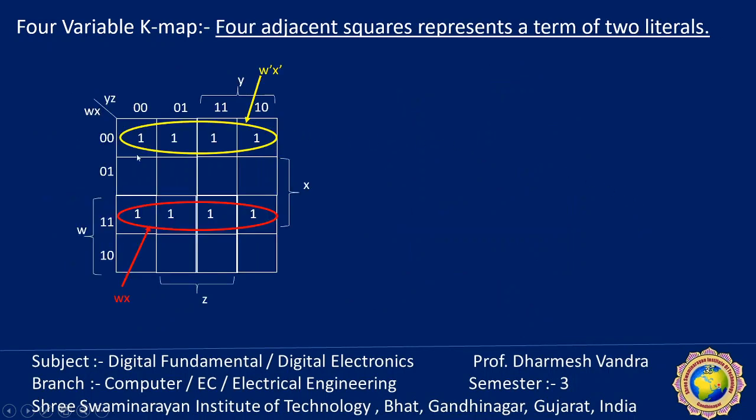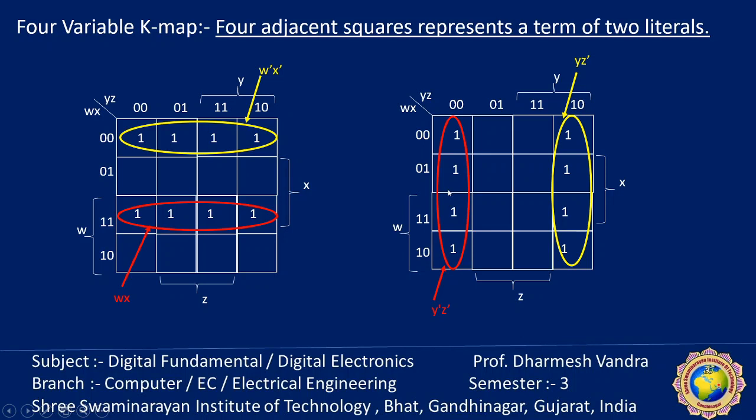Now let's see how the four adjacent squares are possible. So see here, if all are 1, then four adjacent squares make one bunch. And here in these 4, the common thing is that w is 0 and x is 0. So it will become the w dash x dash function. The third row again has w and x common, 1 1, so it will become wx. If all ones are there in the second row, the bunch will become 0 1, w dash x, and the last row is represented by w x dash. So 4 combinations of wx are possible.